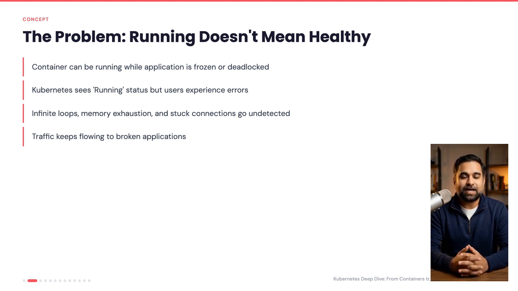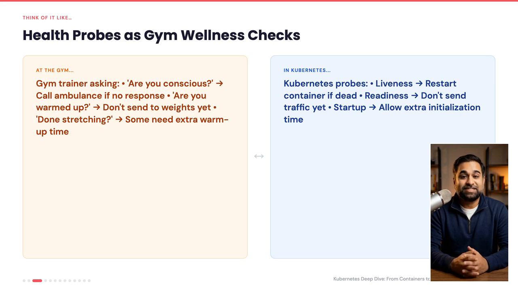Let me paint a picture. You deploy your application to Kubernetes. The container starts successfully. Kubernetes reports the pod is running. Everything looks green in your dashboard. But inside that container, your application has crashed into an infinite loop, or it's deadlocked waiting for a database connection that will never come, or it ran out of memory and is just frozen. The container process is still alive, so Kubernetes thinks everything is fine, but your users are experiencing timeouts and errors. You're sending traffic to an application that can't handle it. This is the fundamental problem. A running container doesn't mean a healthy application.